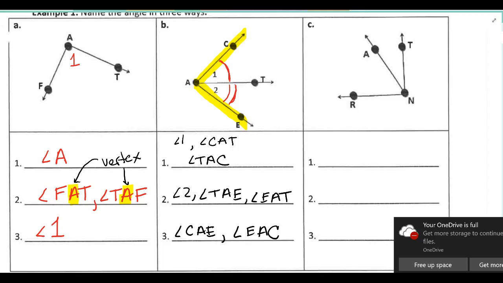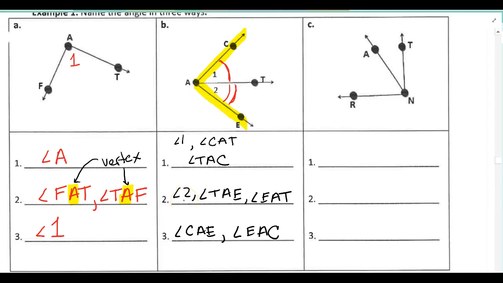All right, so for angle 2, we could call it angle 2, because that number is inside the angle there, or we could call it angle TAE, or we could flip that around. We could reverse it and call it angle EAT. So 3 different names for that angle there. And then for the big angle that I highlighted in yellow, we really only have 2 ways to name that one. We could call it angle CAE, or we could call it angle EAC.